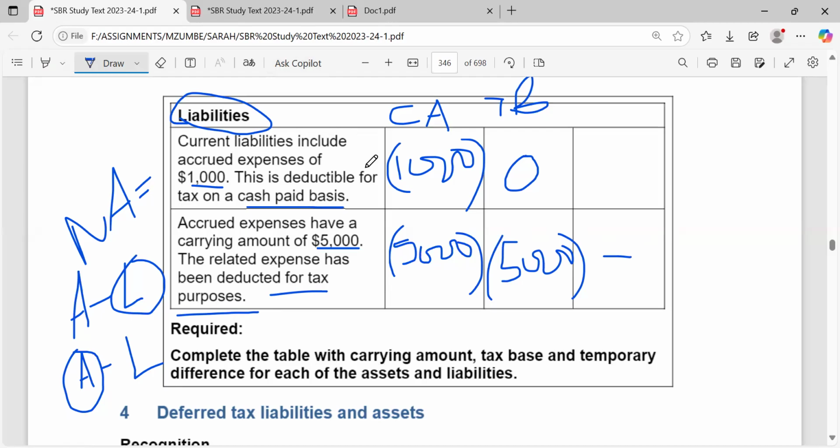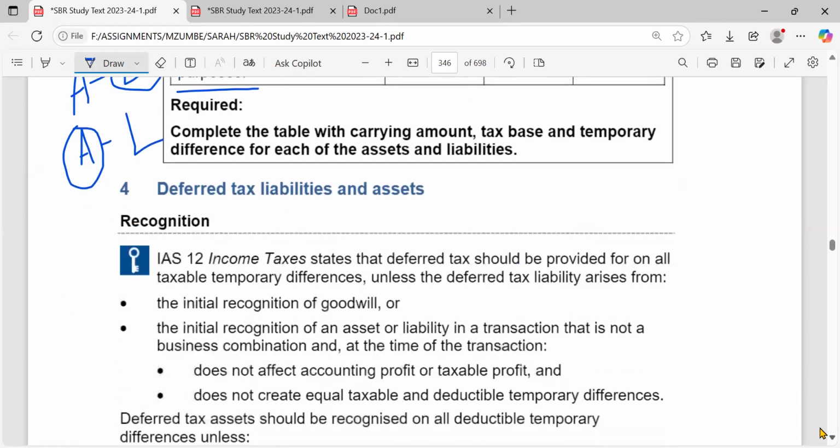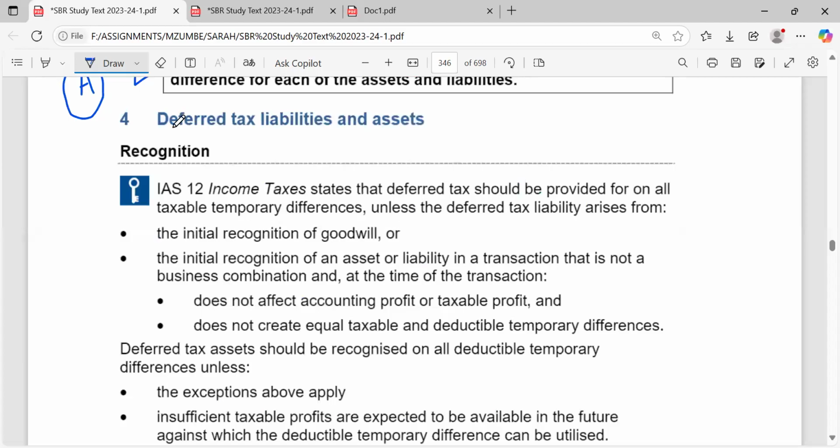I hope you got that well, and let's proceed down here now. All right, now we're on deferred tax assets and deferred tax liabilities after getting the temporary differences, right? So how do we recognize them? We're going to see all that, right? Okay, just stay tuned.